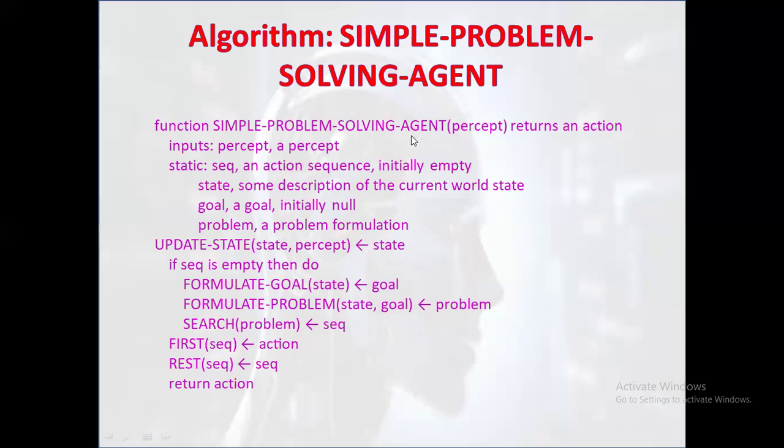It begins by receiving the agent's percept, which is its observation of the current environment. The agent then updates its initial state based on the percept. If the agent does not yet have a sequence of actions, it formulates the goal and problem, then searches for a sequence of actions that will lead to the goal. Once the sequence is found, the agent executes the first action and continues until the goal is achieved. This algorithm emphasizes the importance of goal formulation, problem formulation, and search in problem solving.